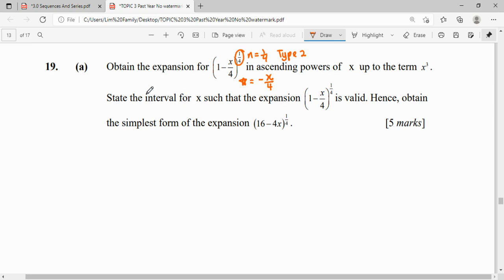Then second task, we're going to find the interval of x, meaning we are going to find its validity. Then only the third task, we are going to simplify this form into the form that we can use our formula expansion. So for now, we're going to do our first task here, which is to expand it up to x power of 3.